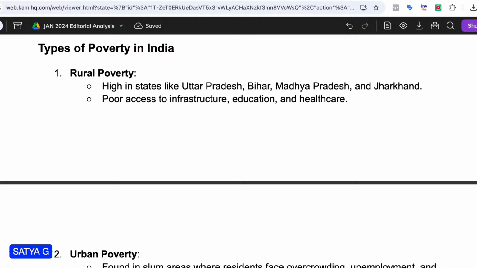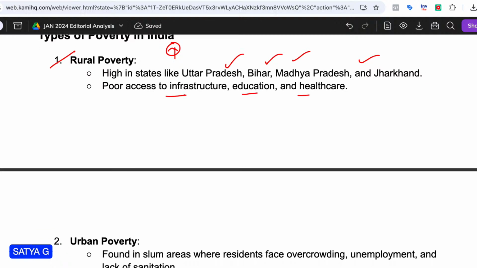So we don't need to discuss all the poverties, but we need to have some idea regarding rural poverty and urban poverty. Rural poverty is high in the rural areas. In India, we have states like Uttar Pradesh, Bihar, Madhya Pradesh, Jharkhand, and basically they are suffering to access infrastructure, education, healthcare in rural poverty.